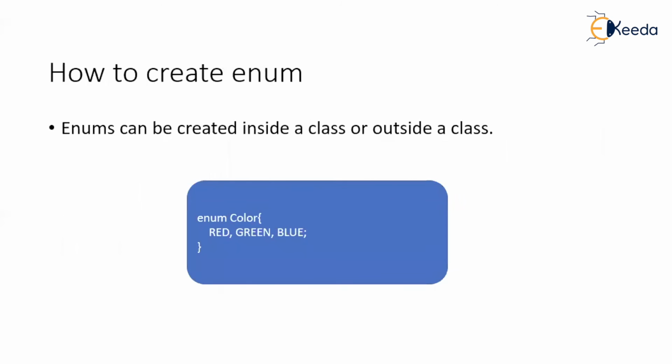How are we going to create an enum? First of all, an enum is going to specify a set of valid values. It can be created inside a class or outside a class. Enum is a keyword. We give a name to that particular enum. Now, the values you can see in this enum are red, green, blue.